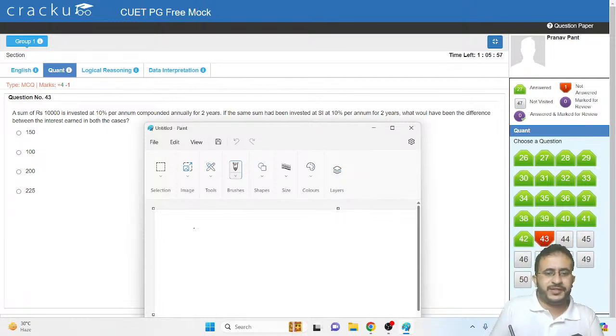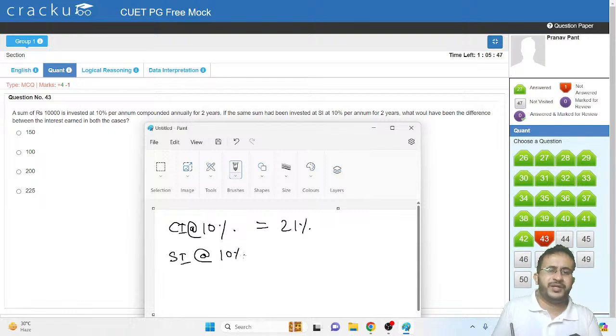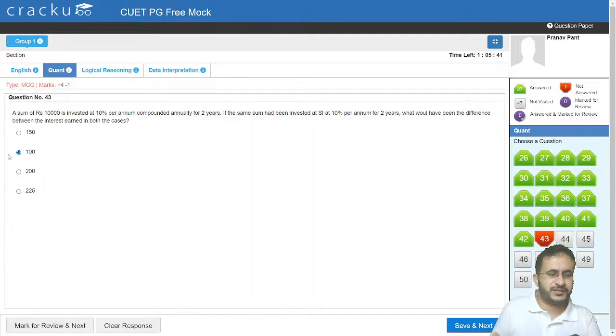So compound interest 10% is CI at 10% is 21%. ठीक है, and SI at 10% is 2 times, so 20%. ठीक है, difference कितना हो गया? Difference is 1%. So 1% of 10,000 is 100.